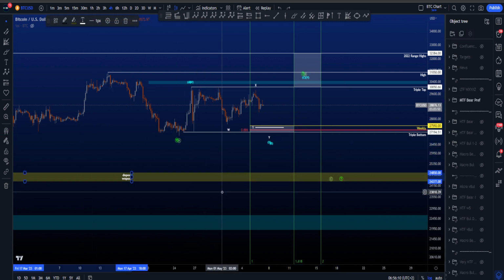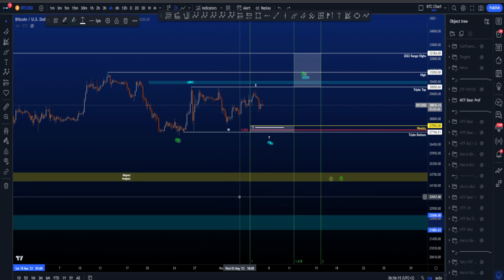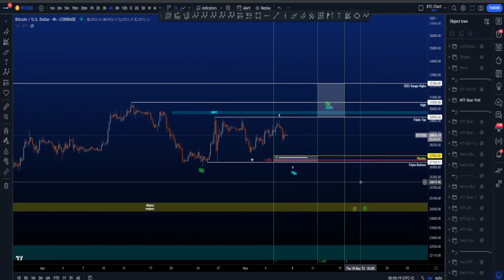Well, the yellow target box would be the first target, 24,850 to 24.3k, and then we have the blue one between 22.6k and 21.8k. So that is indeed quite interesting.